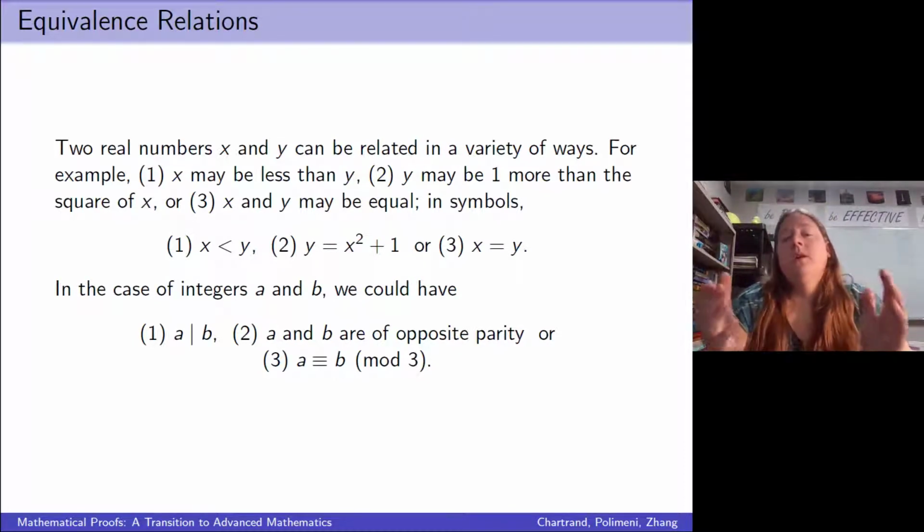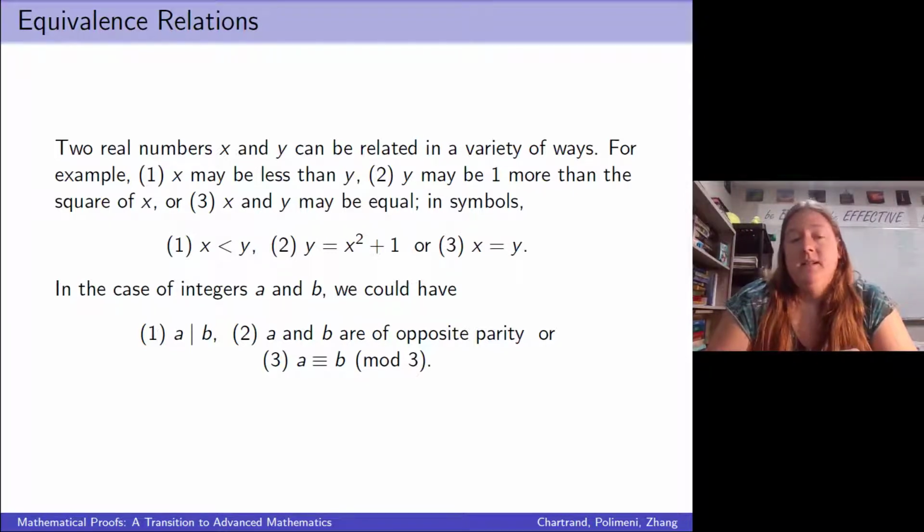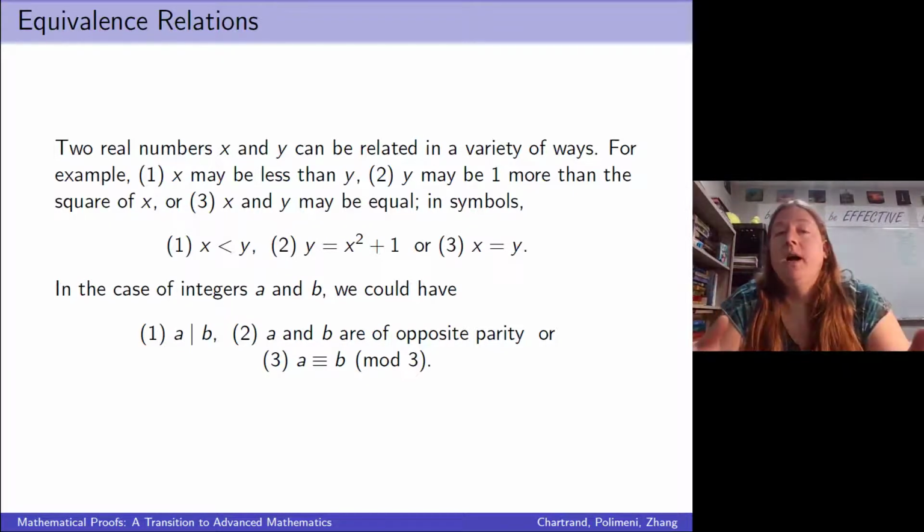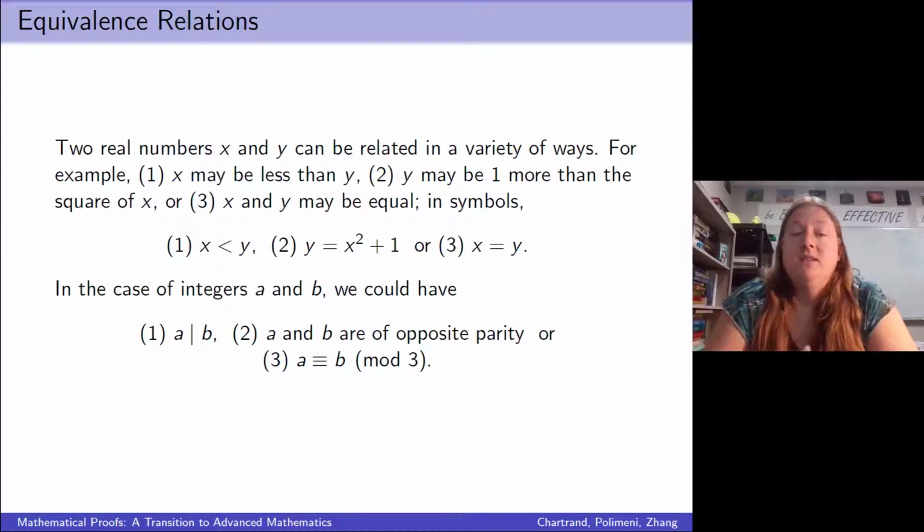So if we have two real numbers, we can say that x is related to y in lots of different ways. x might be less than y, y might be one more than the square of x. We might say x and y are equal. We have symbols for all of this.